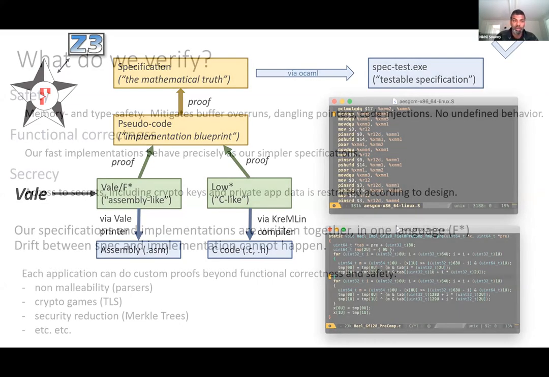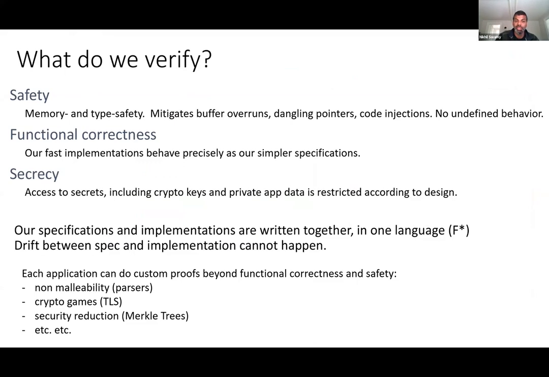We prove, as a baseline, safety, memory and type safety. We also prove functional correctness, meaning that our low-level implementations, the assembly code, behave functionally the same as the high-level mathematical spec that we're aiming for. And we prove secrecy, meaning that the way in which we access secrets like keys and private data is restricted per the design of the protocol. And since all the proofs are done in a single framework, all in F-star, it's all checked mechanically. There's no way for the spec and the implementation to drift.